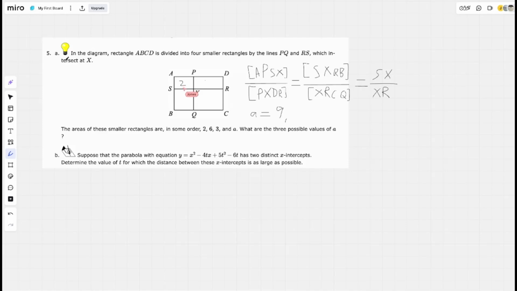Now, what if we had 2, 3, but the 6 was over here? Well, then you have that APSX over PXDR is equal to 2 over 3, and that SXQB, which you don't know, divided by 6, because the area of XRCQ is 6, is equal to 2 over 3. So that means that SXQB is equal to 4. So we have another possible value of the remaining rectangle, which is 4.